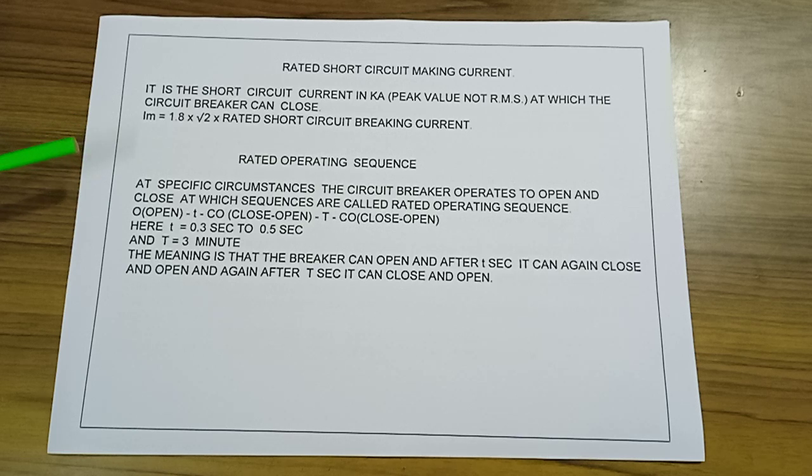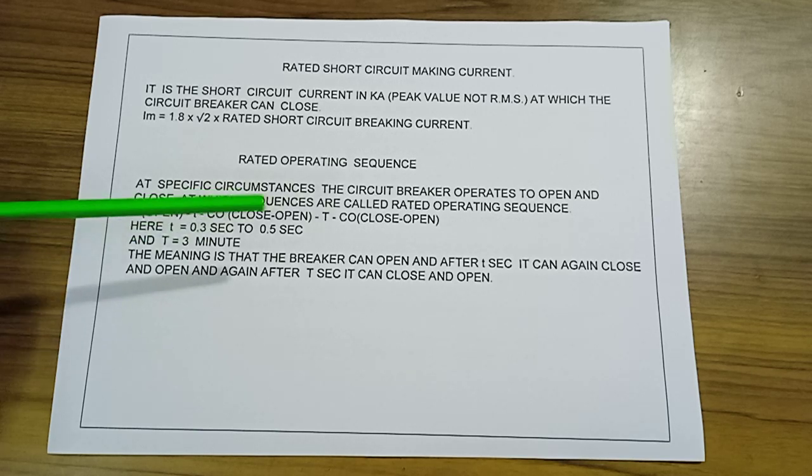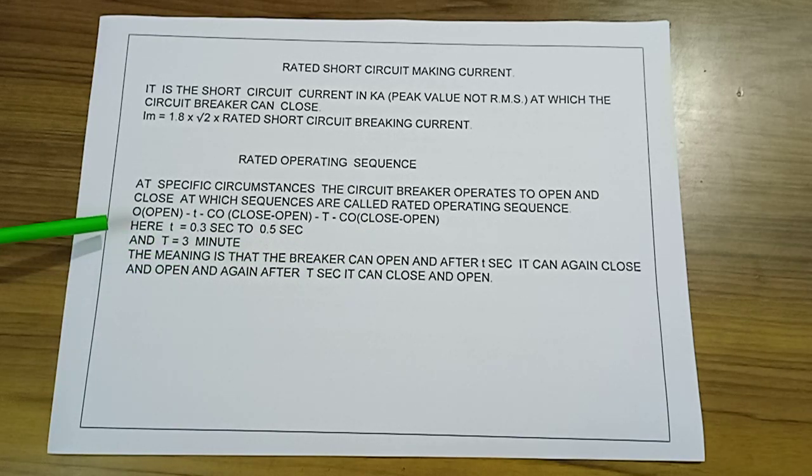Rated operating sequence. In specific circumstances, the circuit breaker operates to open and close, and these sequences are called rated operating sequence. O means open, small t is time in seconds, CO means close and open, and capital T is time in minutes. Here small t is equal to 0.3 second to 0.5 second, and capital T is equal to 3 minutes.